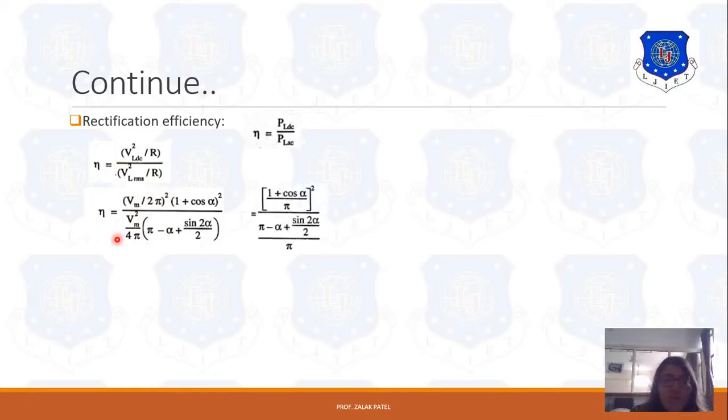So the term of eta will be (1 plus cos alpha) square upon pi square, and this term will remain as it is: (pi minus alpha plus sin 2 alpha by 2) upon pi. You can cancel out one pi from this equation. So the final rectification efficiency is (1 plus cos alpha) square upon pi into (pi minus alpha plus 1 by 2 sin 2 alpha).